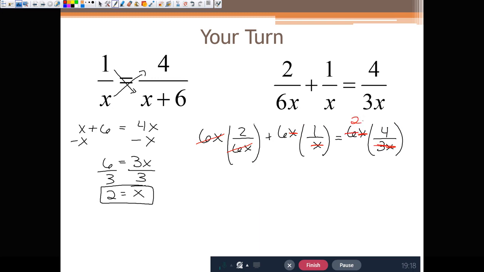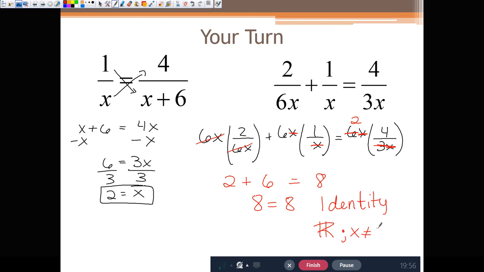Okay, so now I have 2 remaining here. I have 6 times 1 here, which is 6, and I have 2 times 4 here, which is 8. What's 2 plus 6? 8 equals 8, and beforehand we determined if we have a number equaling the number, it's identity, right? All real numbers. So this is identity. Or all real numbers, which is represented by an R with 2 lines, except for x cannot equal 0.